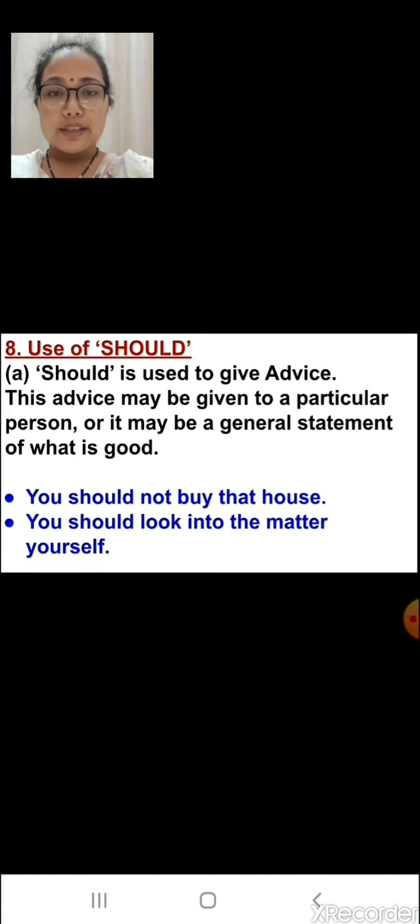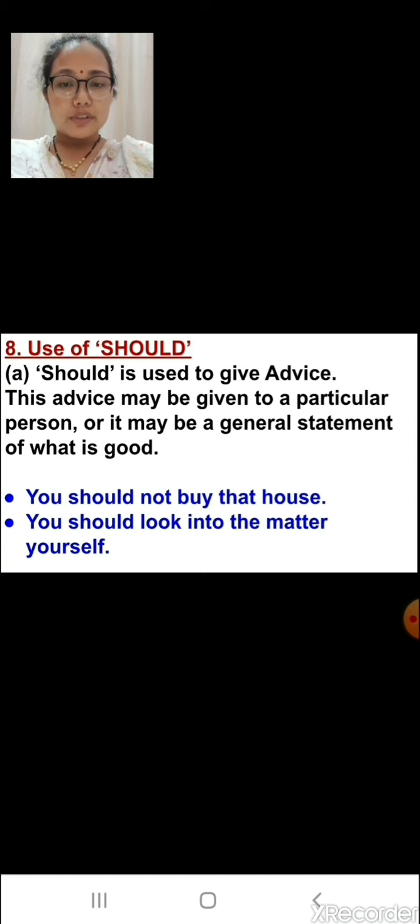Now let us see number 8, the use of should. Should is used to give advice. This advice may be given to a particular person, or it may be a general statement of what is good. For example, number 1, you should not buy that house. Number 2, you should look into the matter yourself.